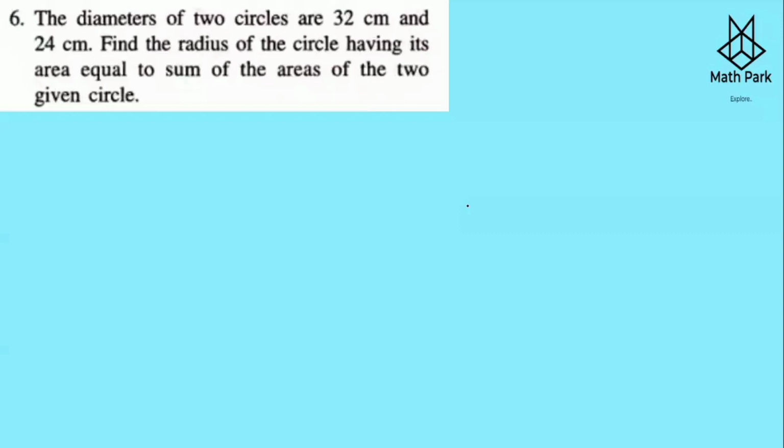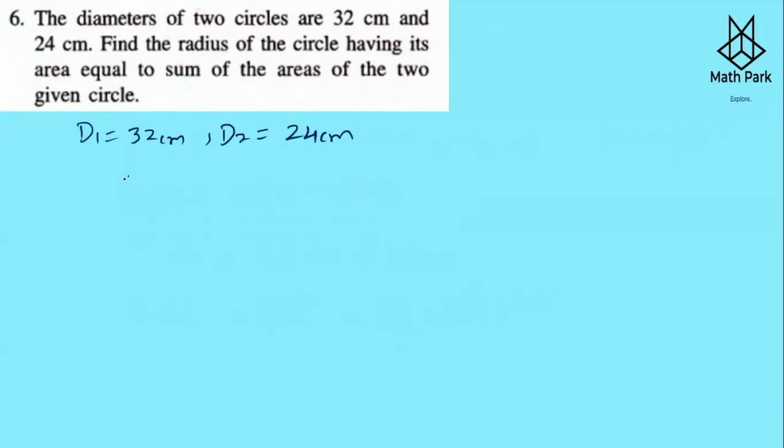Moving to question number 6. The diameters of two circles are 32 centimeter and 24 centimeter. So D1 is equal to 32 centimeter and D2 is equal to 24 centimeter. So note down the things given first of all. Then find the radius of the circle having its area equal to the sum of the areas of two given circles.